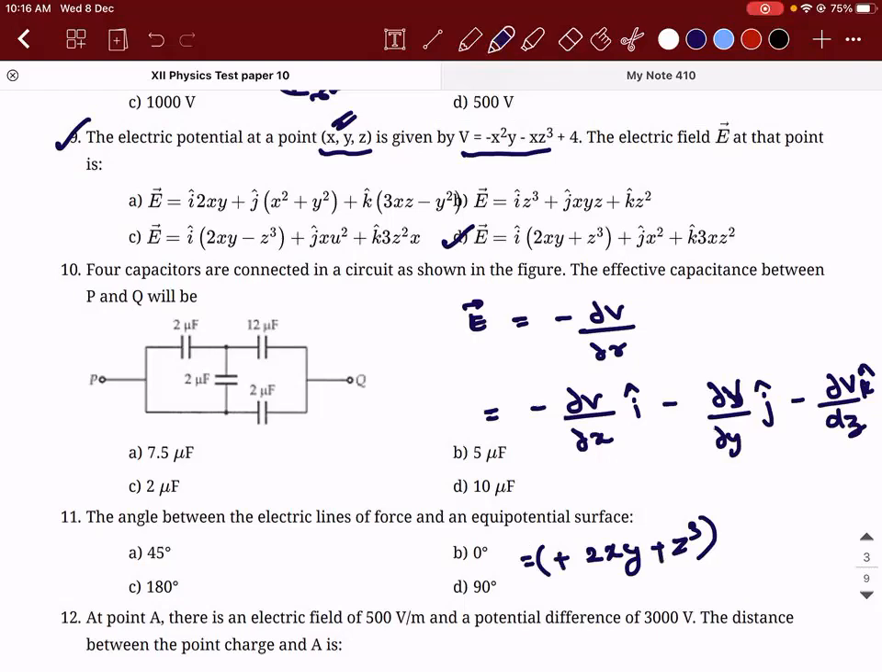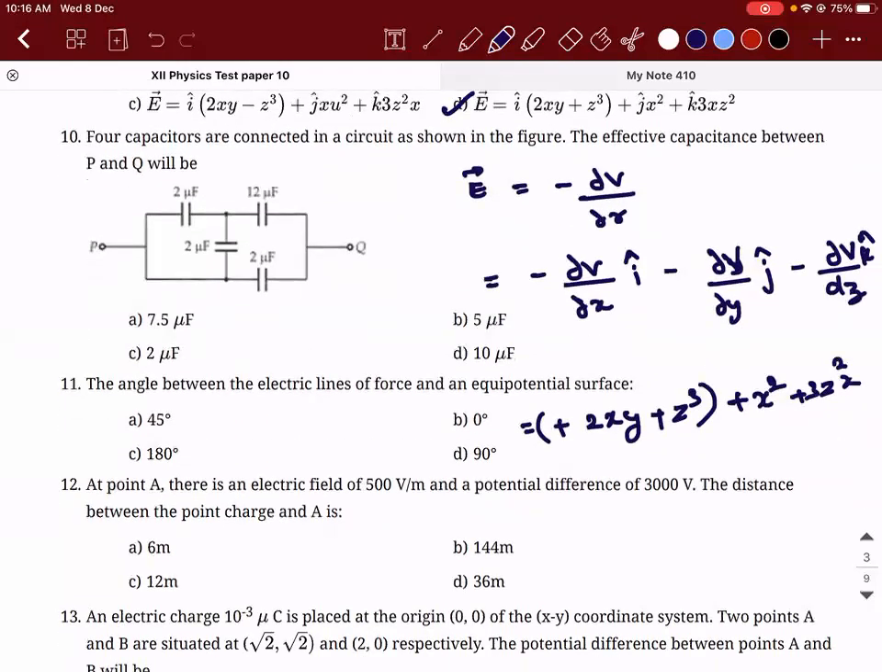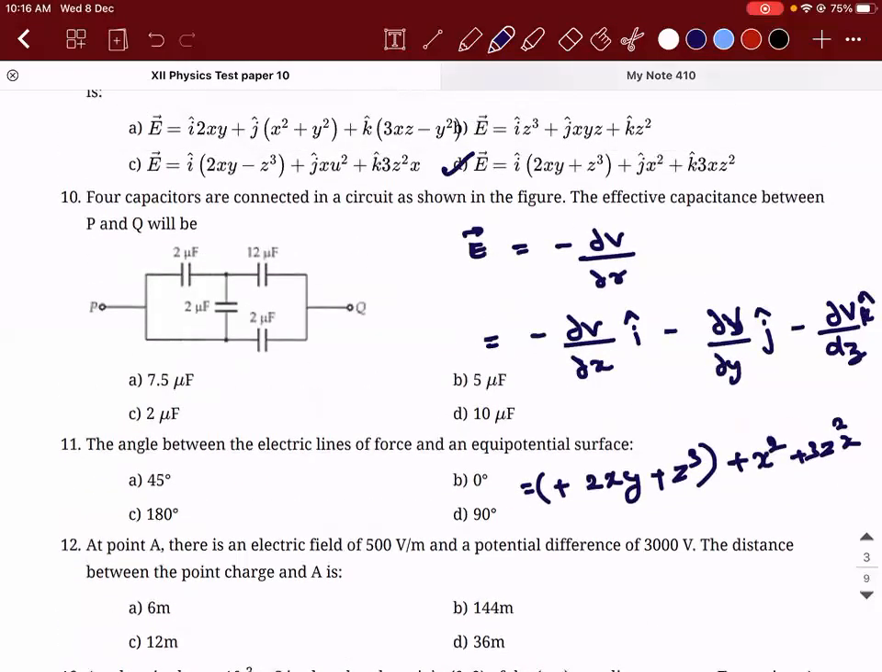Next, minus this thing, plus x square, plus 3z square x. Okay. So option D is right. How to do the 10th one?